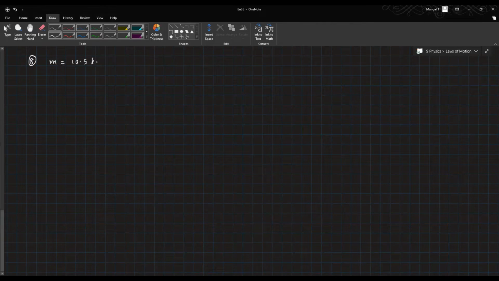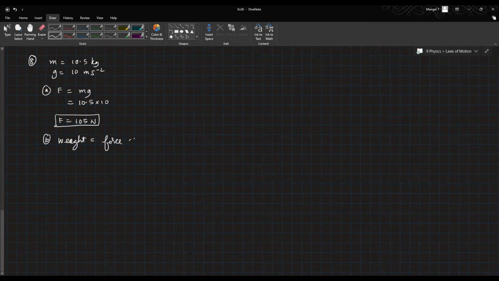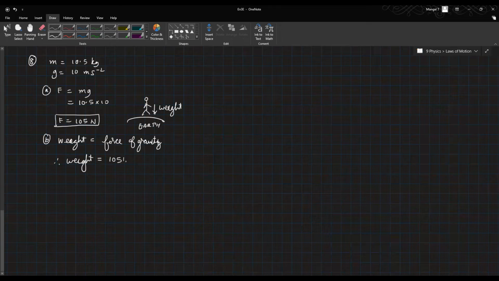Mass is 10.5 kilogram. g is 10 meter per second squared. Force of gravity: 10.5 into 10 is 105 Newton. Weight is equal to the force of gravity. Whenever a person is standing like this, this is Earth. The pull that Earth has on us is our weight. So therefore, the weight is also 105 Newton.